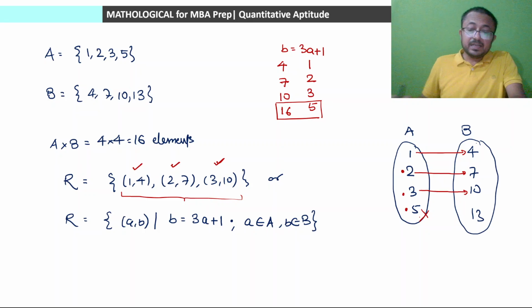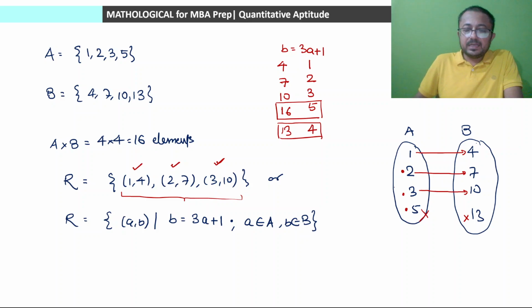And similarly, in set B there is 13, for which we do not find any corresponding pair in set A. If there were 4 in set A, let's say, then 4 into 3 plus 1 would have been 13. Okay, but 4 is not there. So we have no pair for 5 in set A and no pair for 13 in set B. But the rest of the things are there.